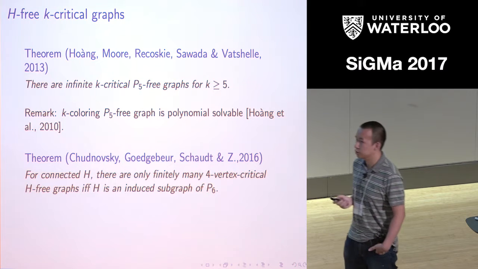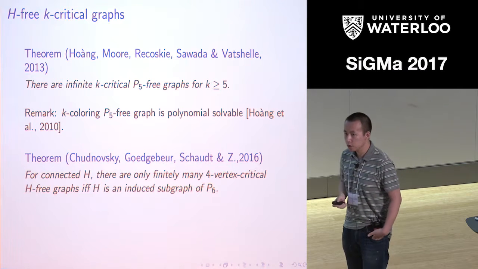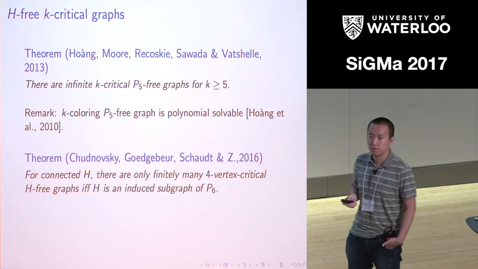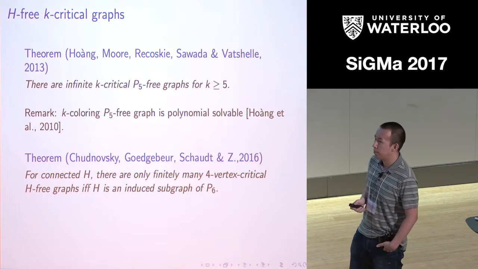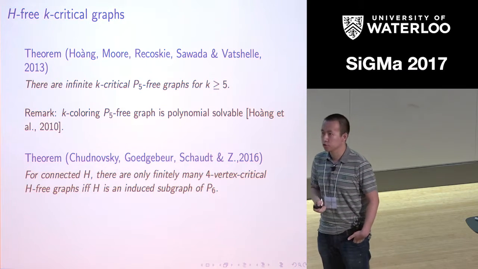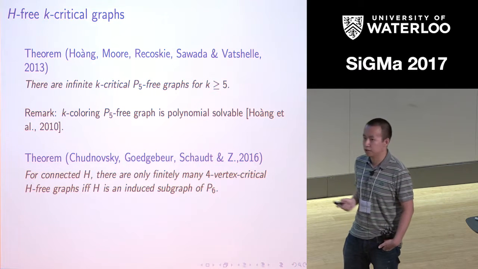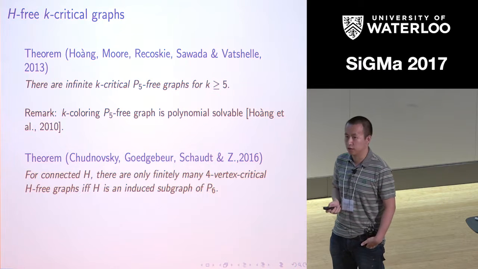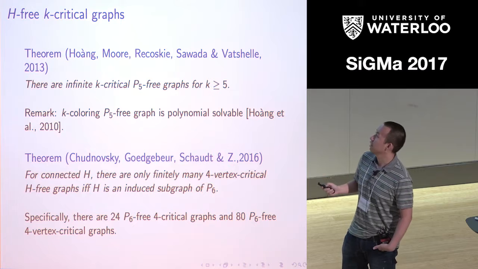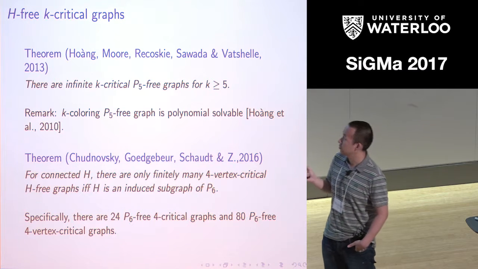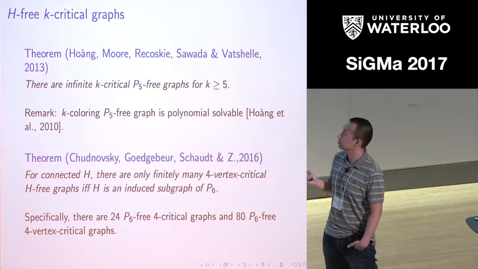Another direction is we will try to generalize the idea of 3-colouring. For 3-colouring, you can think of every vertex being colored either 1, 2, or 3. But what if that's not the case? You may think of some vertices only being allowed to color 1, 2, and some vertices only being allowed to color 2, 3. This comes to the next definition. Oh, I forgot to mention that there are exactly 24 P6-free 4-critical graphs and 80 4-vertex-critical graphs.